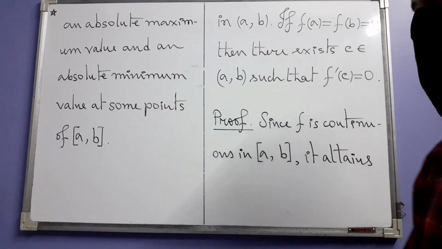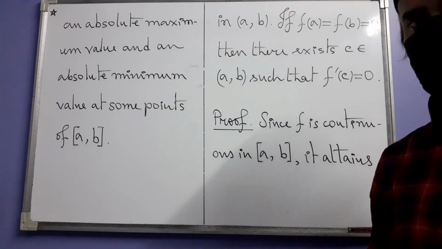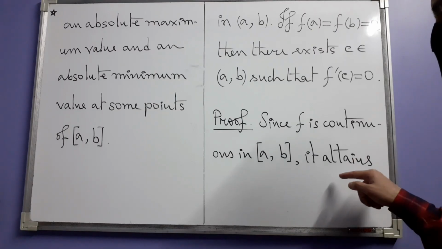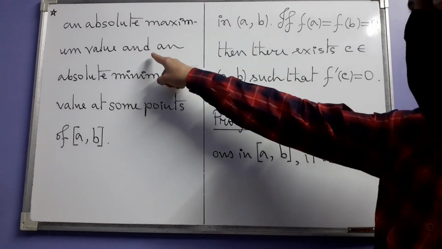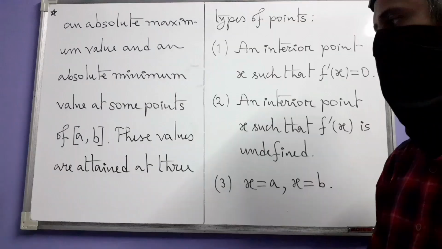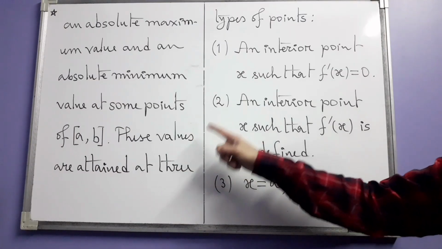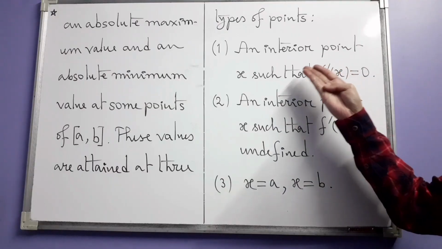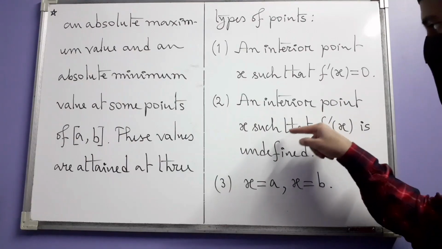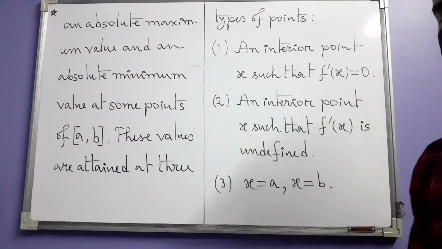Now let's prove this. Because it's given that f is continuous in this closed interval, we can appeal to the max-min theorem that we already know from the previous section. It guarantees that the function attains an absolute maximum value and an absolute minimum value at some points in this closed interval. Now from our knowledge of the previous section, we also know that these extreme values are attained at three types of points: an interior point x where the derivative exists and is 0, an interior point x where the derivative does not exist, and the endpoints a and b.